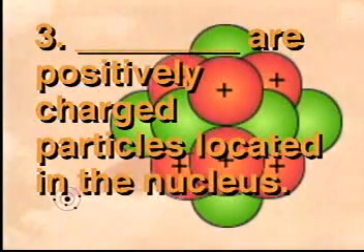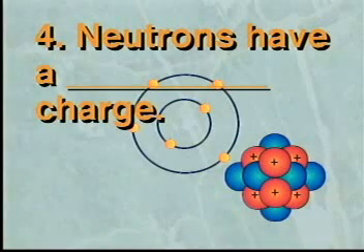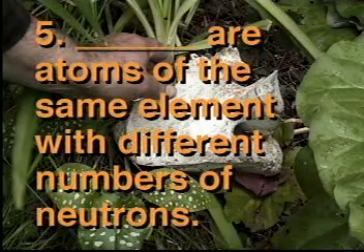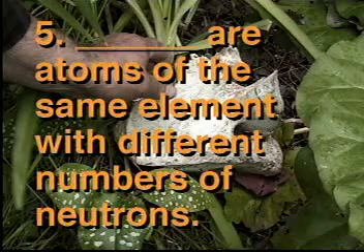Number 3. Are positively charged particles located in the nucleus. Number 4. Neutrons have a charge. Number 5. Are atoms of the same element with different numbers of neutrons.